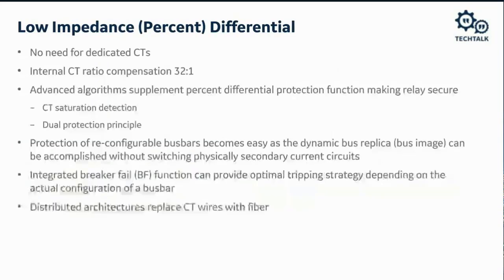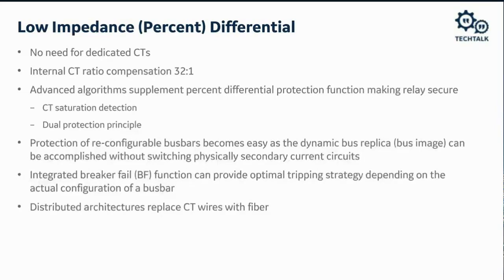So the advantages of using the low impedance differential: no need for dedicated CTs. In most microprocessor relays, they can deal with a high ratio mismatch. Specifically in the GE relays, we can do a 32-to-1 mismatch of the CT ratios. And to deal with CT saturation, we have algorithms to deal with that. Specifically, the algorithms we're going to talk about today are the CT saturation detection algorithm using a directional principle, and then the dual protection principle, or commonly referred to as a dual slope principle.